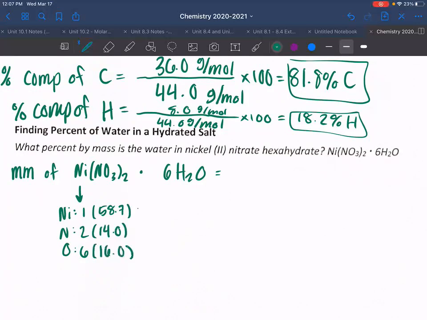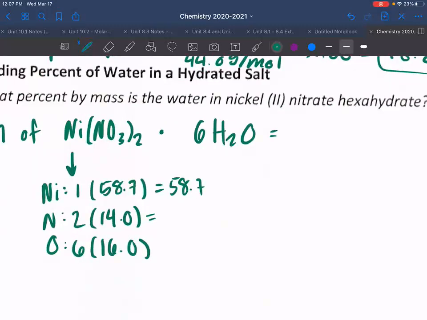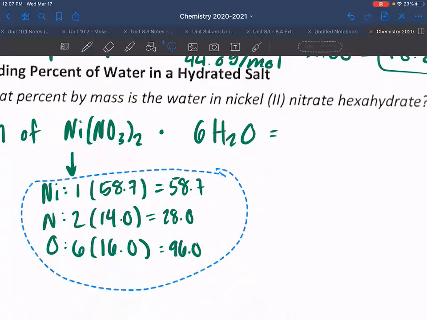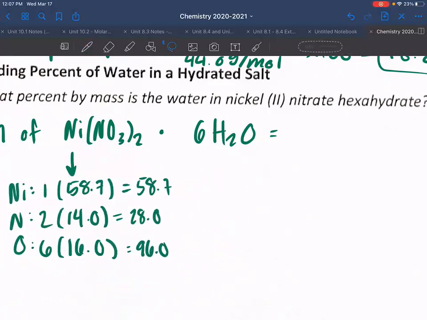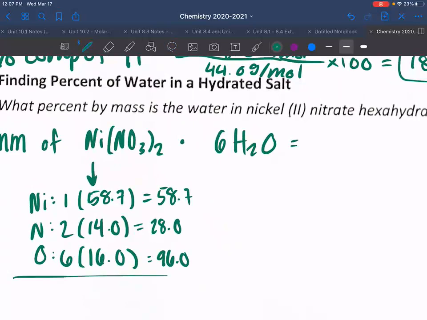16.0. So we get 58.7 for nickel. For nitrogen? Yes. 28.0. And then 96. So if I add these up, from nickel nitrate, we get 182.7 grams per mole.